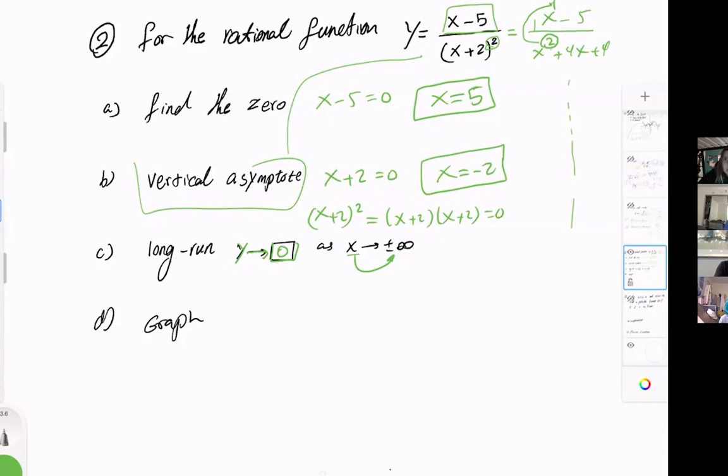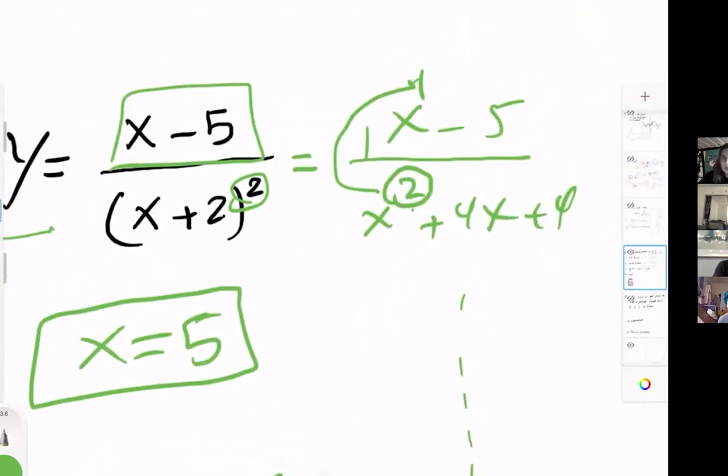Can you repeat that again? So we learned that if the degree of the denominator is less than the degree on top, then y equal to 0 is a horizontal asymptote. If both of them are the same degree, it will be the coefficients of them.